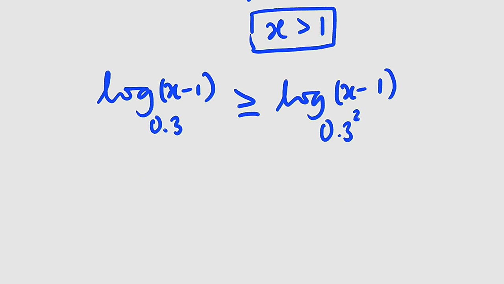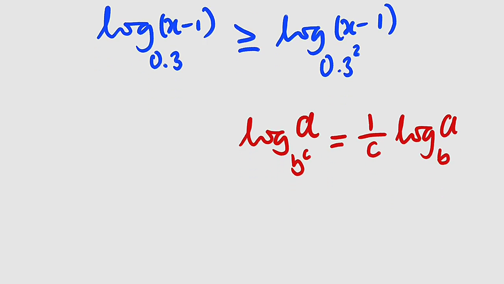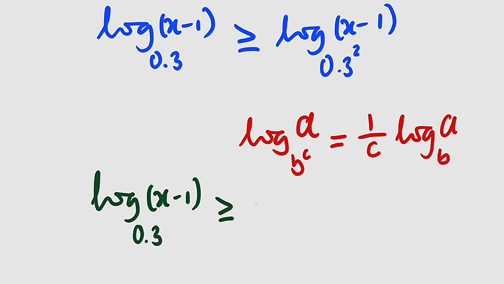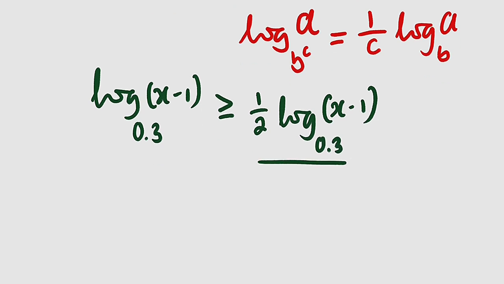I remember another law of logarithms which states that if you have log of a with the base of b to the power of c, this is the same thing as 1 divided by c multiplied by log of a with the base of b. Our c here is 2, right? So we can transform the right hand side in this form. The left hand side will remain log of x minus 1 with the base of 0.3, greater than or equal to 1 divided by 2 multiplied by log of x minus 1 with the base of 0.3.